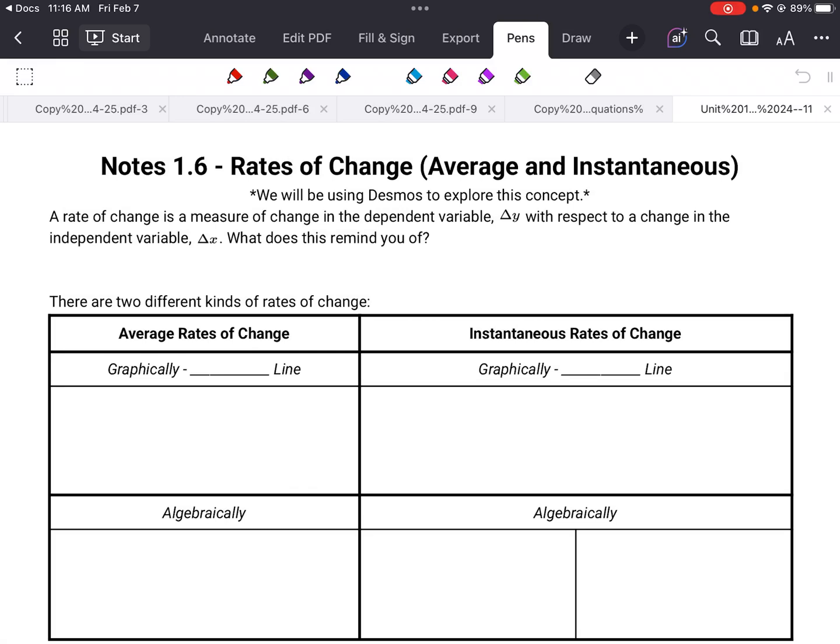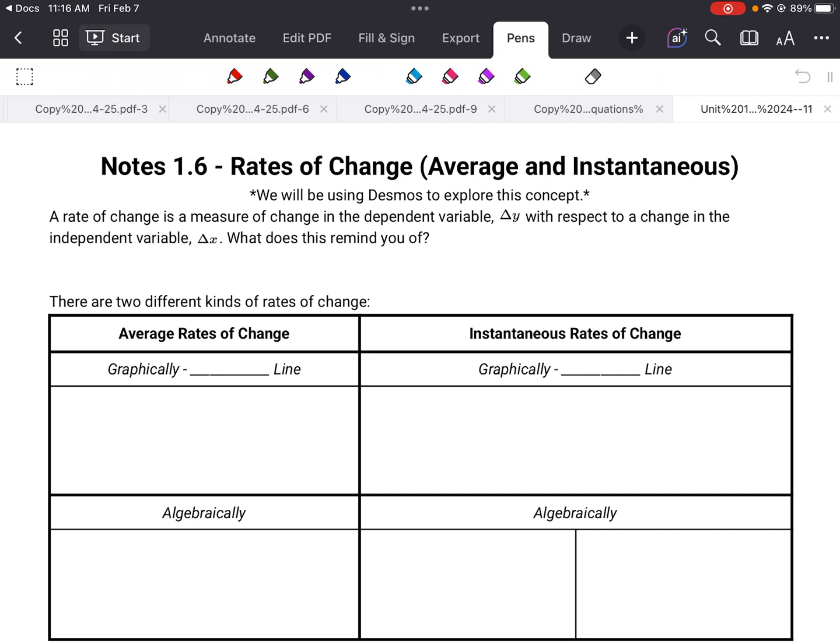All right, the last lesson of Unit 1, we're going to be looking at rates of change, and these rates of change will be average and instantaneous. These are going to be very important for the rest of the course. We will look at rates of change throughout pretty much every unit. For the sake of the video length, we will not be using Desmos to explore the concept. We'll just go through the note.